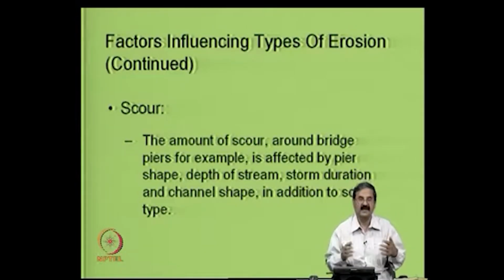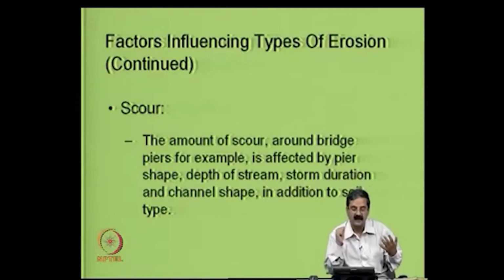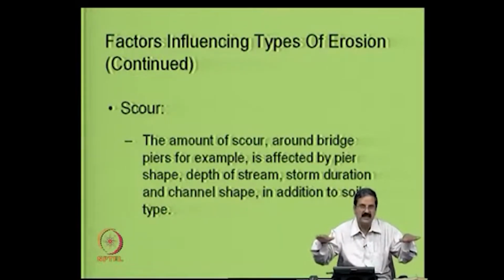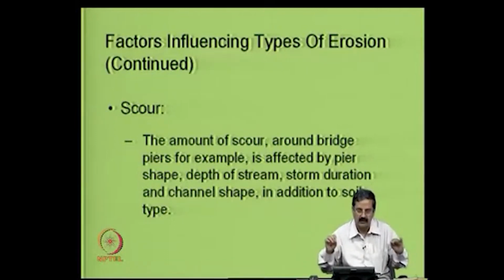We should be able to understand that the amount of scour is a function of the velocity of the water flow, so that whatever pier foundations you have do not have the problem of scour. The amount of scour around the bridge piers is affected by pier shape, whether it is rectangular or whatever shape you have, depth of the stream, storm duration, and even the channel shape, in addition to soil type.